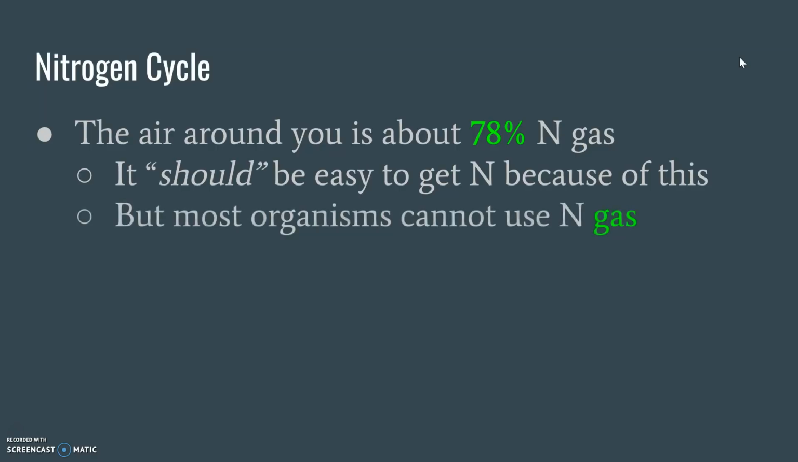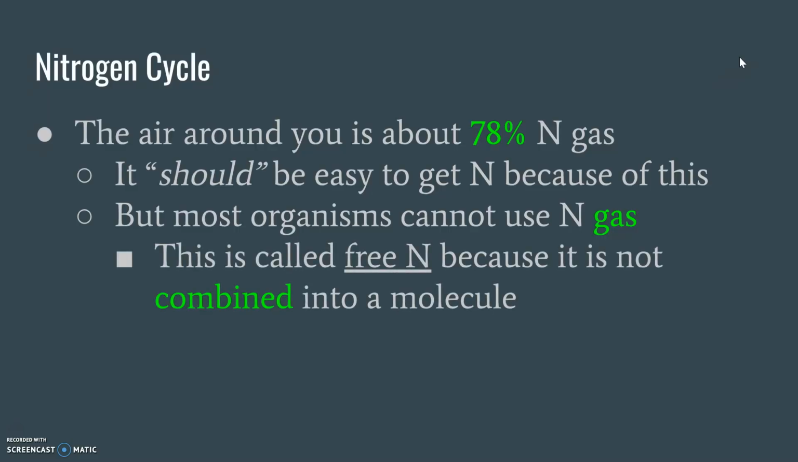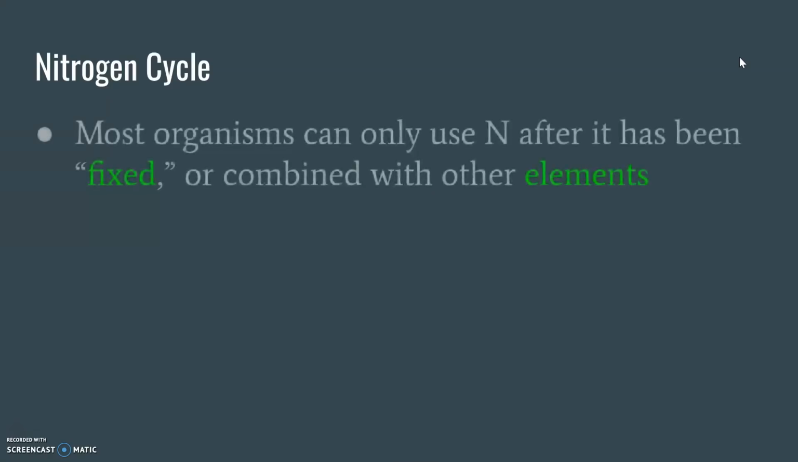So most living organisms cannot actually use nitrogen when it's in that gas form, when it's floating all around you. So when it's a gas, we like to call it free nitrogen because it's not combined with anything else. It's free floating, it's free in the atmosphere, it's just all over the place. So that's how we're going to remember it. It's free. It's not locked down. So we can't use it unless it's combined with something else. So most organisms can only use nitrogen after it has been fixed or combined with other elements.